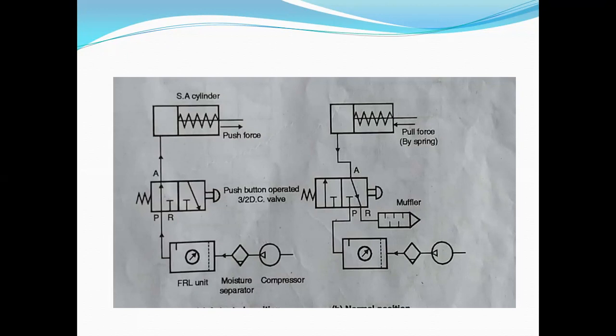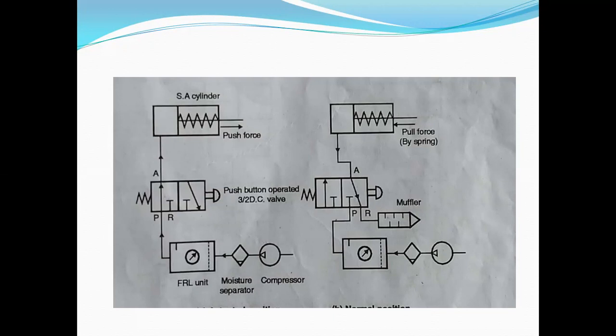Again, the function of the FRL unit, as I said earlier: F for filter, R for regulator, L for lubricator. Once the dry air enters the FRL unit, the first element is the filter. The air is filtered totally or partially according to the filter which is installed, so that foreign particles or dirt particles can be removed from the air and totally clean air will pass further.